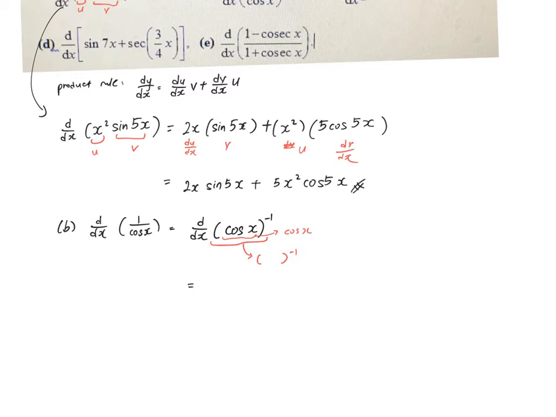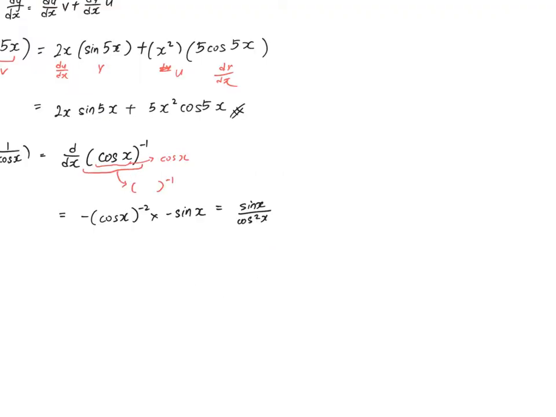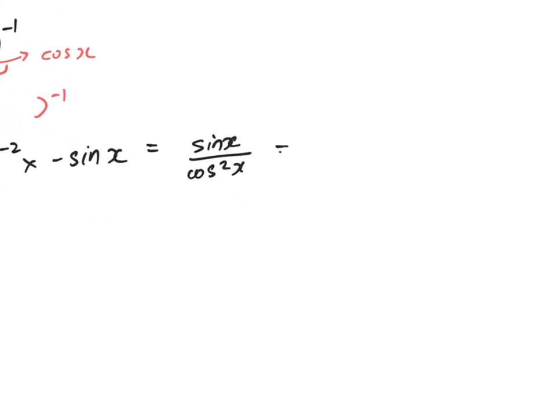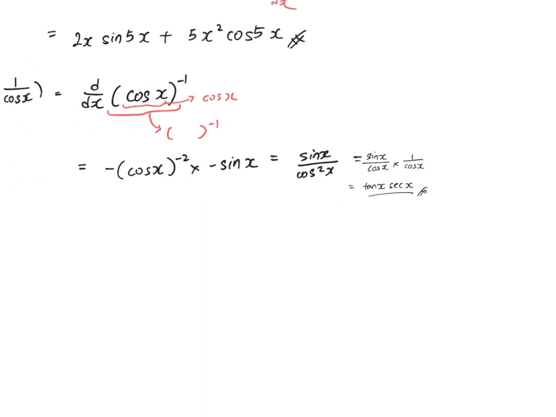If I differentiate the outside function, negative cosine x to the power negative 2, multiplied by the derivative of the inside function, which is negative sine x. With that, we have sine x over cos squared x. And if you want to simplify this, I can write this as basically sine x over cosine x times 1 over cosine x. This is basically equal to tangent x multiplied by secant x, and we are done. So this is for part B.